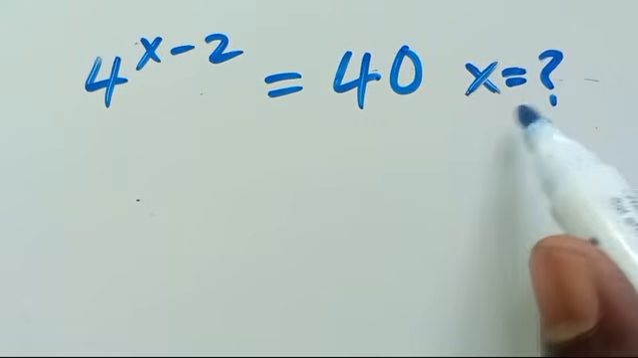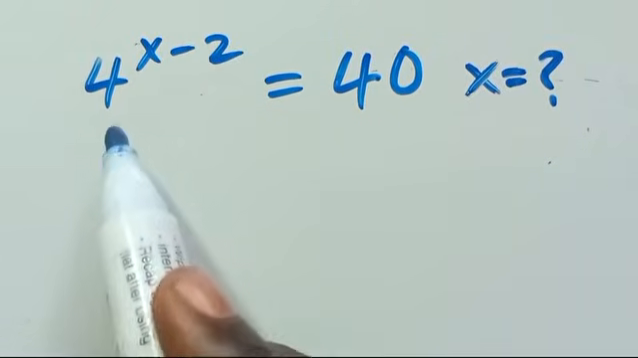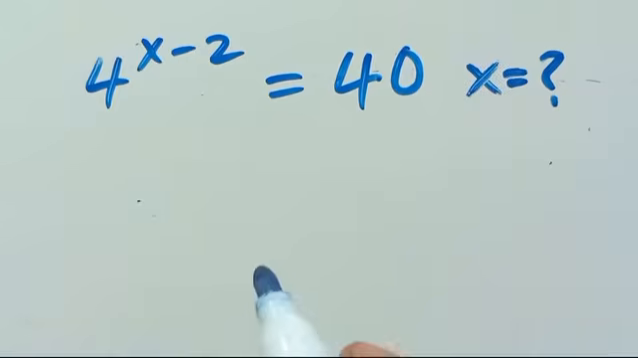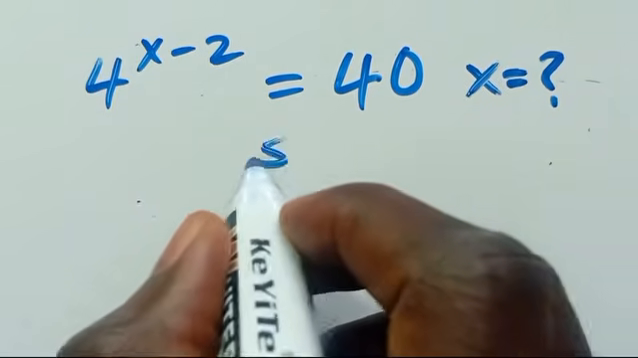What is the value of x? Given that 4 to the power of x minus 2 equals 40.